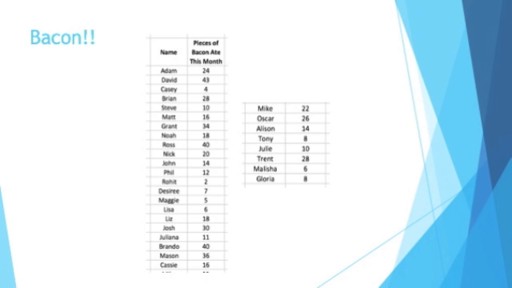Alright, so that still doesn't mean much until we have actual data and we can apply some of these concepts. So I'm going to use bacon for my example, just because it's comical and it's something that most people are familiar with. So say I'm collecting data on bacon lovers. I have a list of names, and I have the number of pieces of bacon that they ate in a month. So say Adam eats 24 pieces of bacon. David has 43. Casey eats 4. Brian eats 28. And so on and so on.